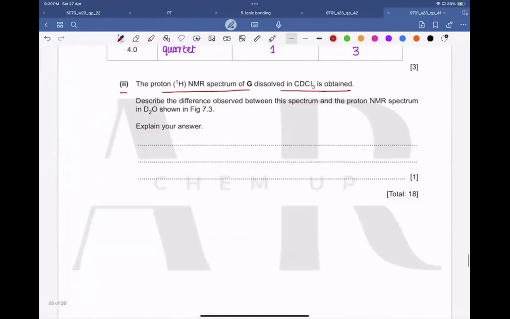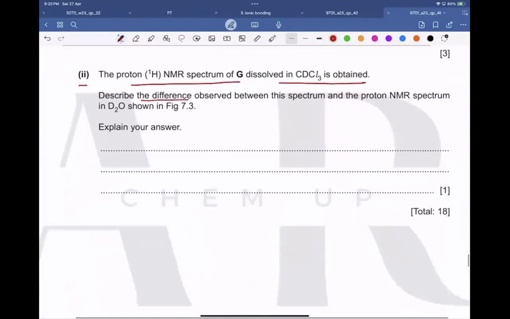Okay. So describe the difference observed between this spectrum and the proton NMR spectrum in D2O. As there is CDCl3, in CDCl3 the NH2 signal would be there because no D is going to displace the hydrogens. So I will write: if there is CDCl3, the NH2 signal would be there, so we are getting one more peak.